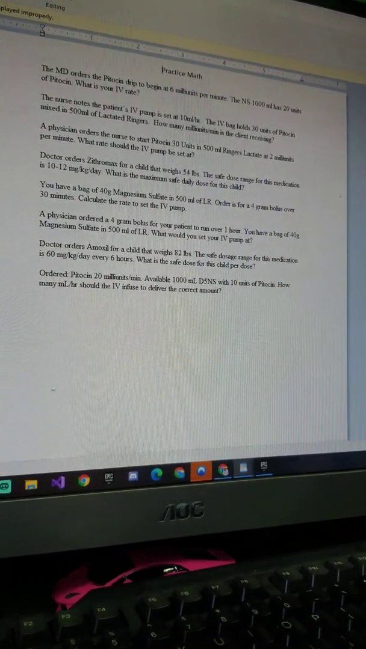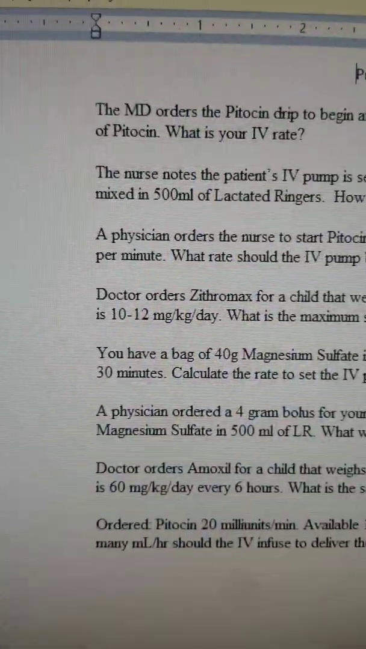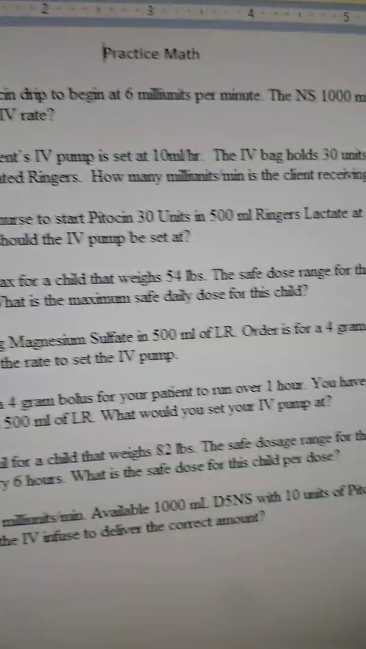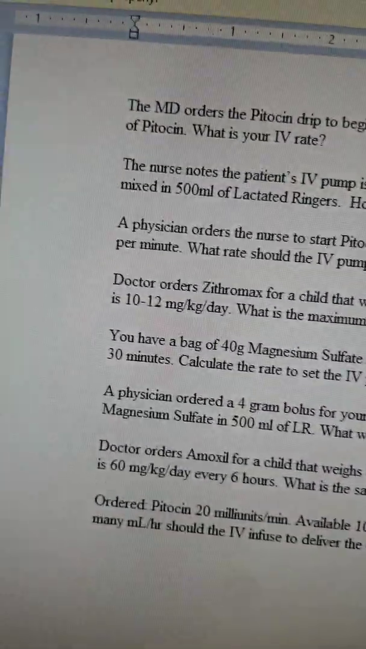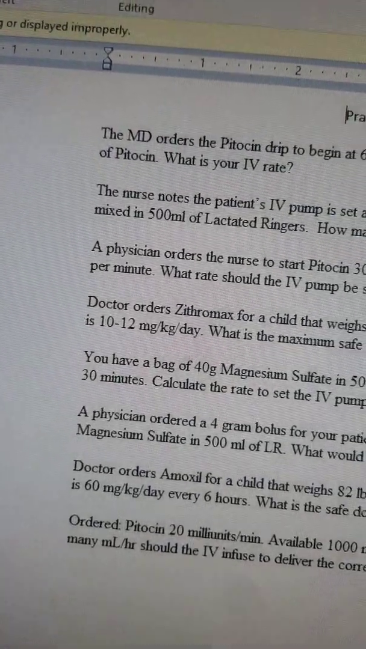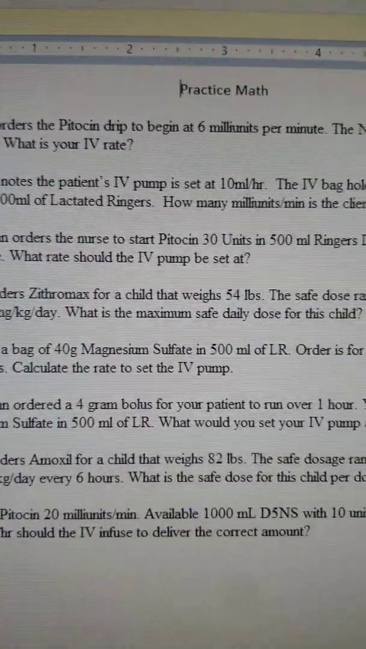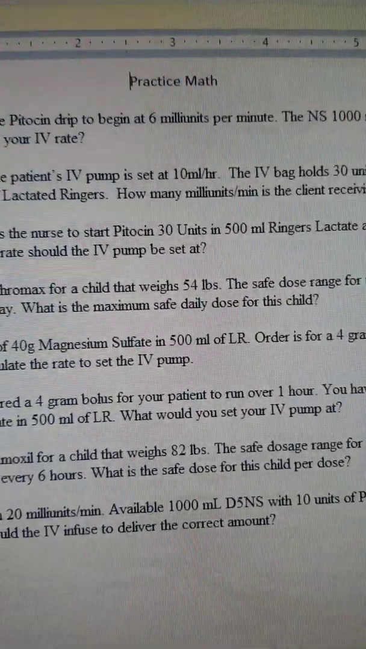This one is with the kids' weight. The doctor orders Zithromax for a child that weighs 54 pounds. The safe dose range for this medication is 10 to 12 milligrams per kilogram a day. What is the maximum safe daily dose for this child? So we're automatically going to do the conversion.